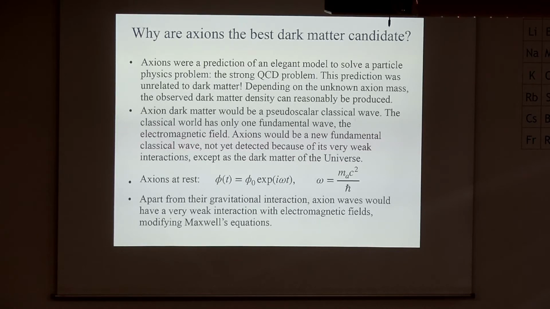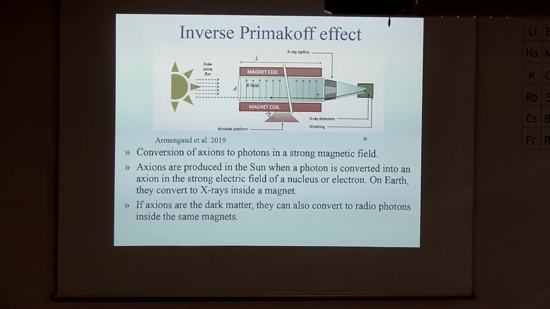Axions at rest, you should just think of them as this classical field as a function of time. It oscillates with time with some frequency omega related to the axion mass, but it would just behave as this classical field. Apart from the gravitational interaction, axion waves would have very weak interactions with the electromagnetic field, so Maxwell's equations would be modified, and this would offer us a way to detect them.